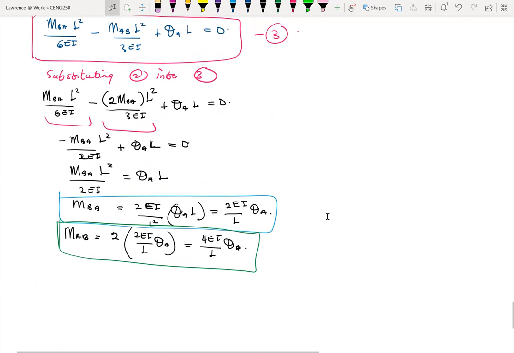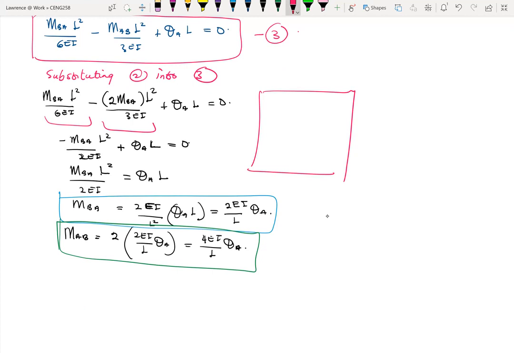We end up with these two equations. Let's say MAB is equal to 4EI over L theta A, then MBA is equal to 2EI over L theta A. So these are the moments MAB and MBA for the case where we only have the angular displacement theta A.